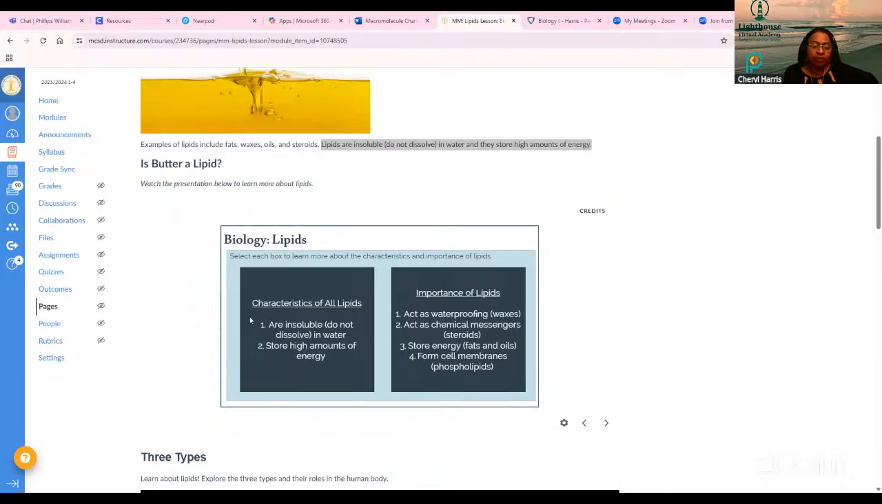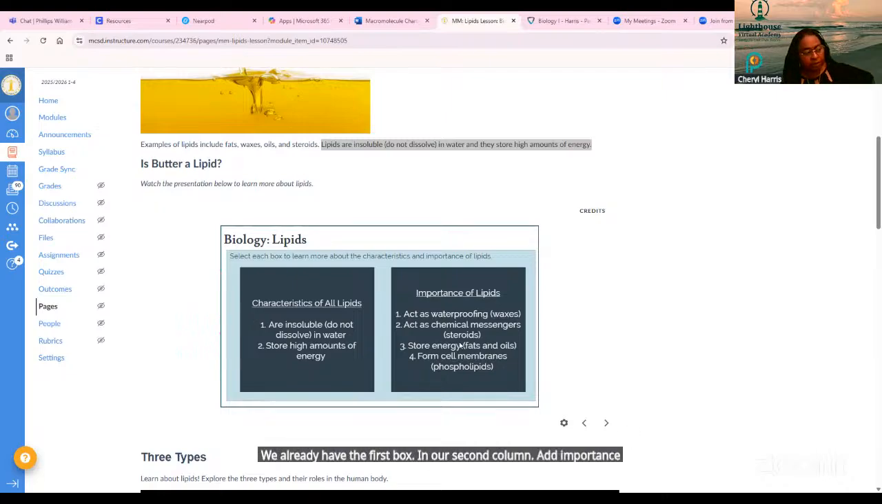We already have the first box in our second column. Add importance of lipids in under the function. Under where we wrote carbon and hydrogen, write this.